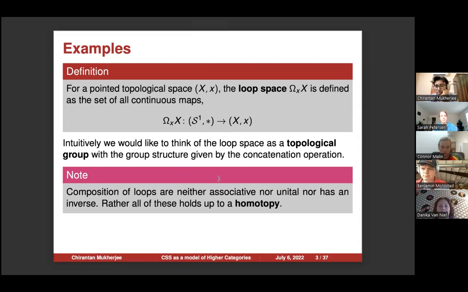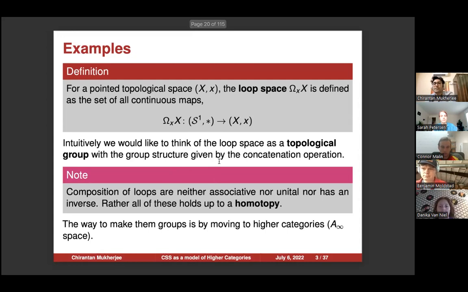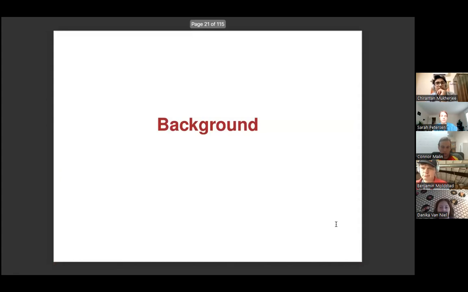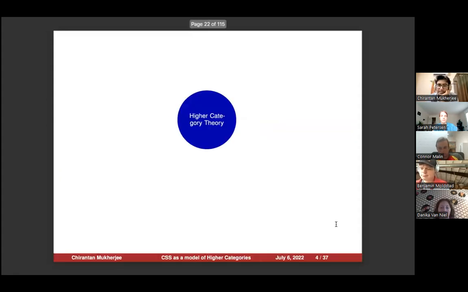But all of these properties actually hold up to a homotopy. So the way to make things like loop spaces into groups is by moving to higher categories. So intuitively for us, a higher category would be a mixture of category theory and homotopy theory. And in this specific case, if we want to make the loop space into a topological group, we need to move to the realm of A-infinity spaces. So let us look at some of the important models in higher category theory.